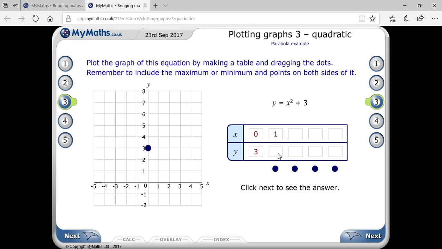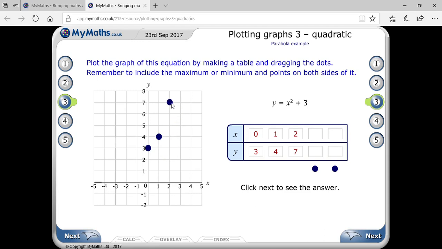Then x equals 1, so y equals 4. So 1, 4 will be here. Okay? And x equals 2, 2 squared is 4, plus 3 is 7. So y equals 7. So 2, 7 will be here.